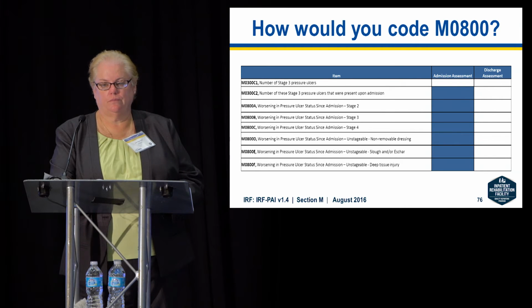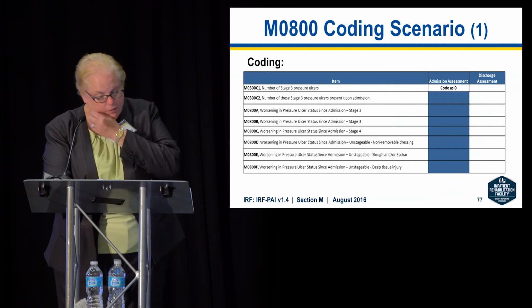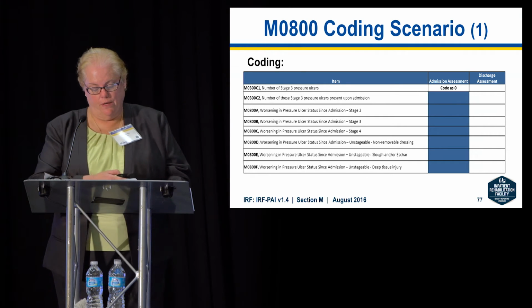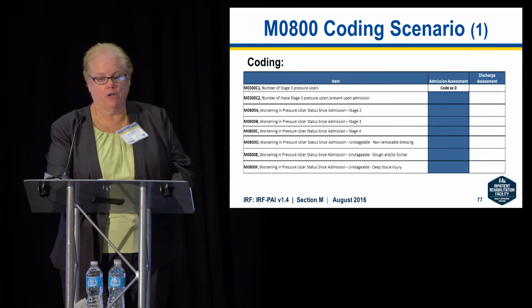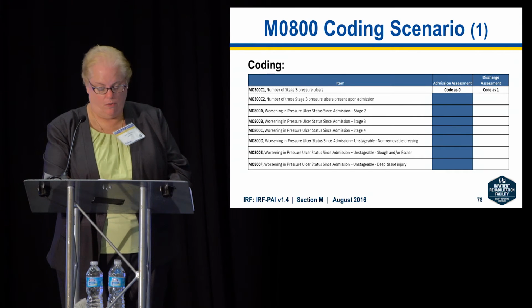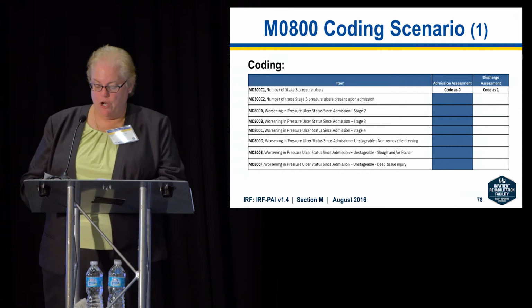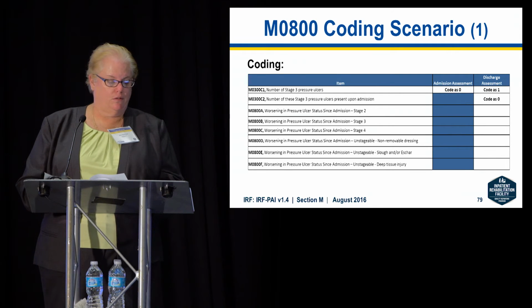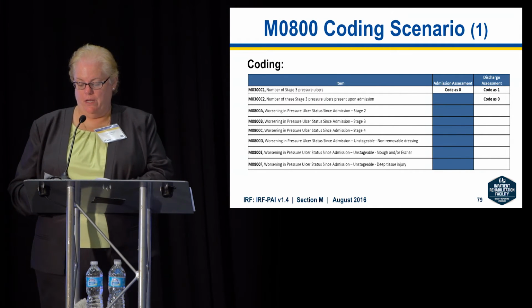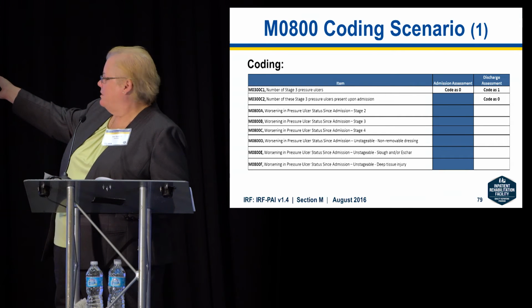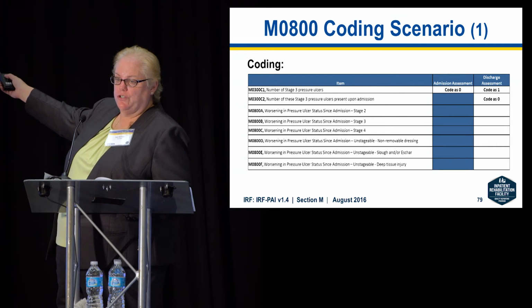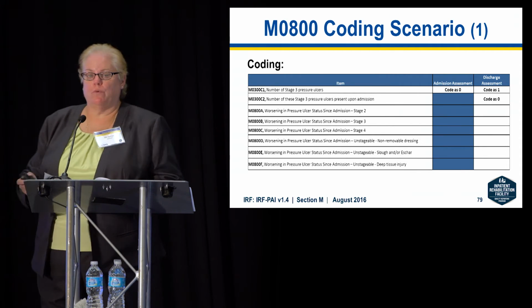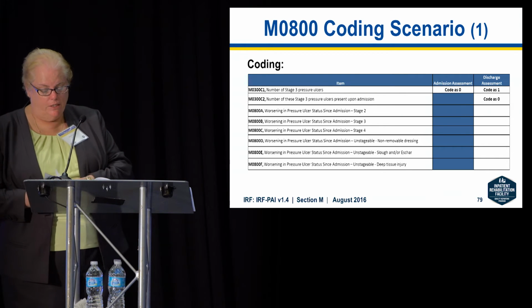Any thoughts? 0, right. Okay. So he didn't have any stage 3 pressure ulcers. At discharge, how many stage 3 pressure ulcers? 1. Okay. Number of these stage 3 pressure ulcers upon admission? 0, right? He came in with no stage 3s. On discharge, he has a stage 3. And then the number of stage 3 pressure ulcers that were present upon admission, we say is 0.